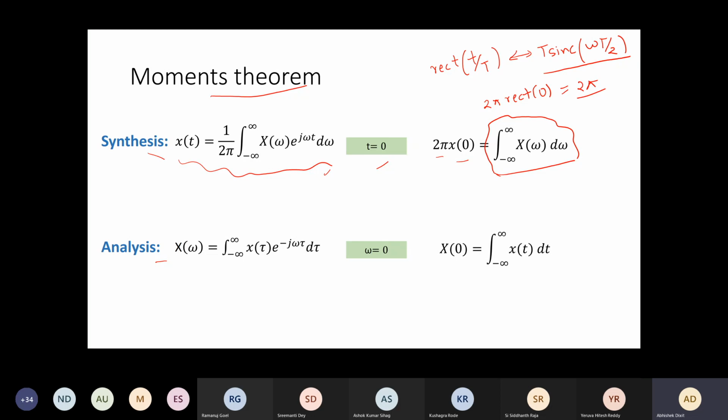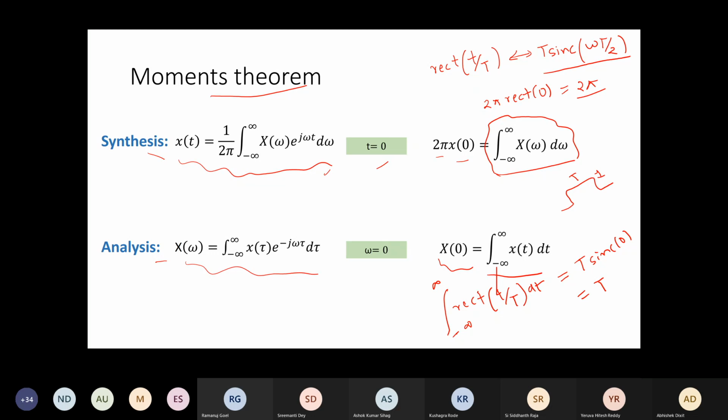And now let us look at this part also. In the analysis equation, if I put omega as 0, we get X(0). This is the total area of the time domain signal. That means if you have to find the area of rect(t/T), though this is very simple to calculate, this area is simply T sinc(0), so this is T. And you can verify that this area is T, right? The rectangular area is T, because it has a width of T and its amplitude is 1. So this area is capital T, and you can also use the moments theorem to derive this. So Fourier transforms are useful at least to calculate areas of a few functions whose area is otherwise very difficult to compute.